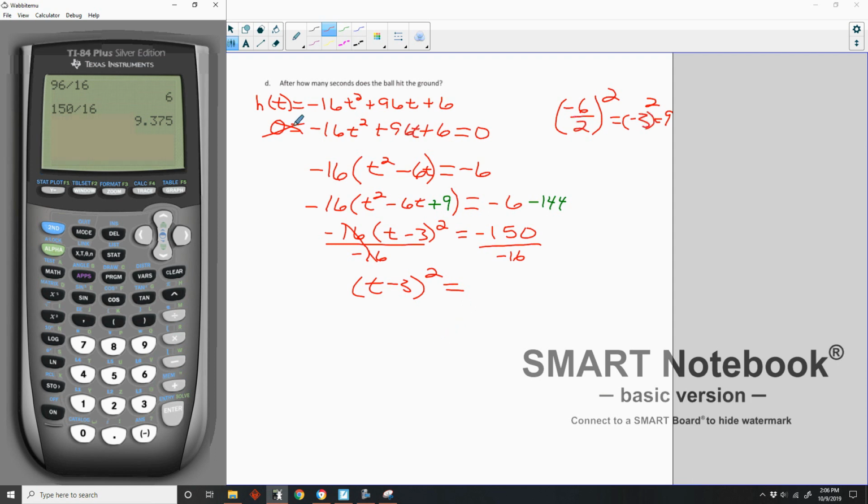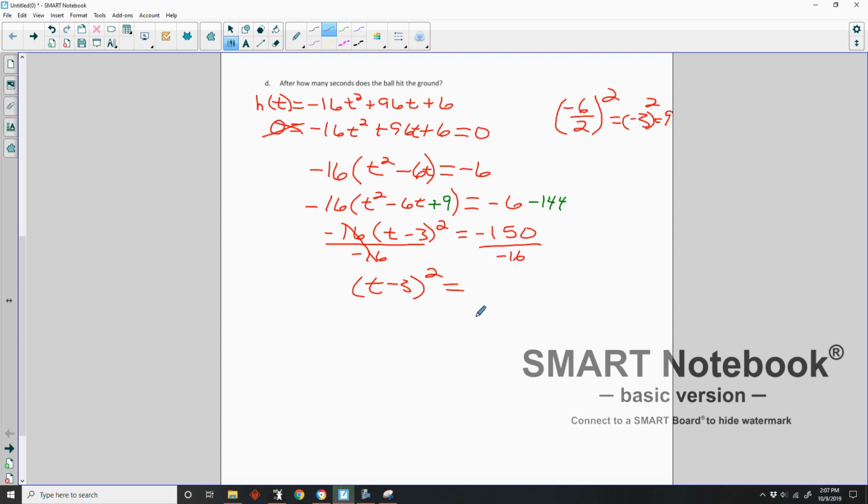Okay, so we don't want a decimal, so let's just do this a different way. So it's a negative divided by a negative. So let's just make it 150 over 16 because a negative divided by a negative is positive. All right, and then we're going to take the square root of both sides because I have to get rid of this squared. So if I take the square root of both sides, I get t minus 3 equals the square root of 150 over the square root of 16, which is 4. And it's plus or minus.